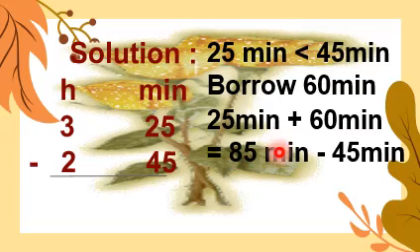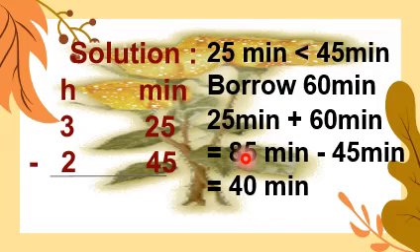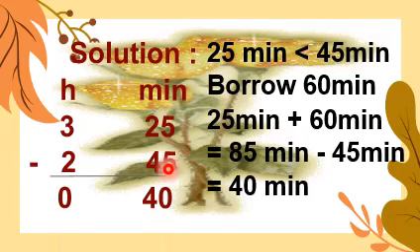Now we will subtract 45 from 85 minutes. When we subtract 45 from 85 minutes, we will get 40 minutes. So when we subtract minutes, we will get 40 minutes, and here we have borrowed 1 hour or 60 minutes from the hours column. That's why this hour is left only 2. So 2 minus 2 is equal to 0.